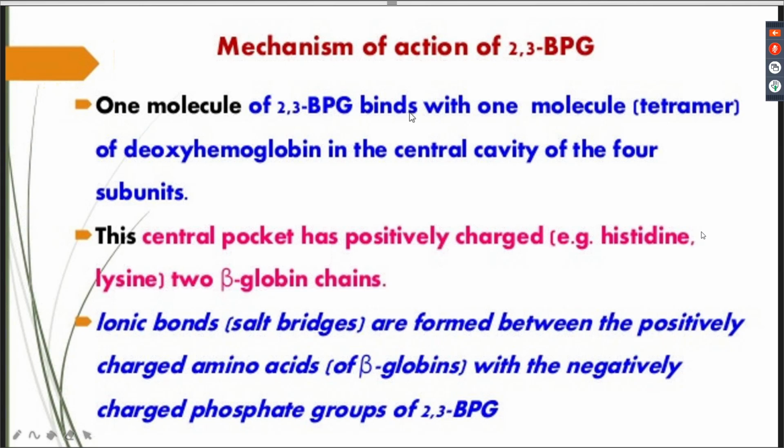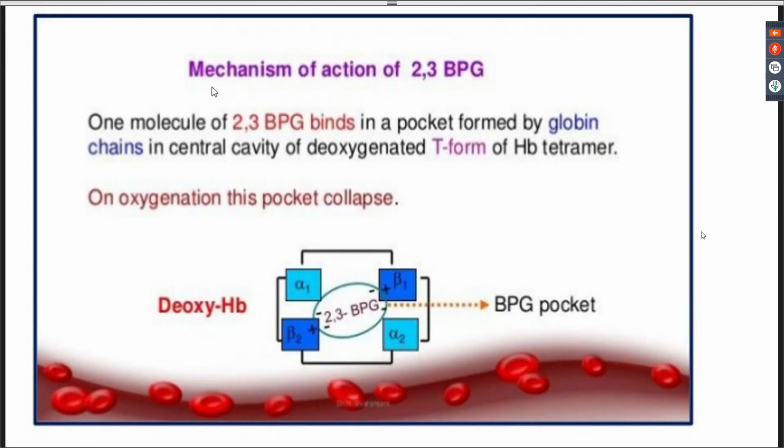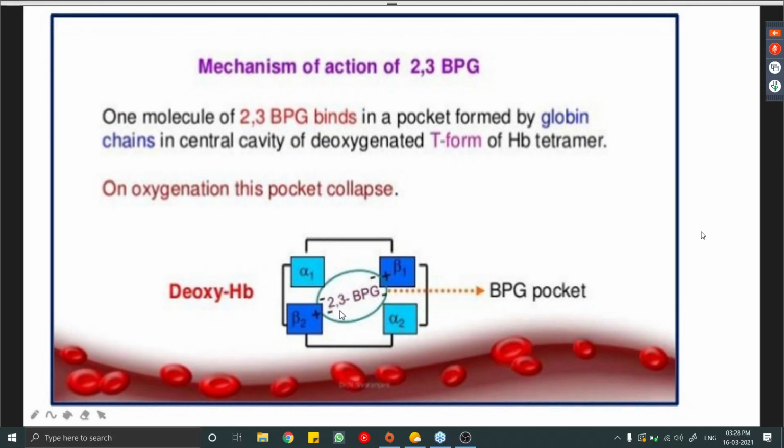So one molecule of 2,3-DPG binds with one molecule of deoxyhemoglobin in the central cavity of the 4 subunits. This is how it binds: between the 2 beta subunits. Because 2,3-DPG is negatively charged, it is bound to the 2 beta subunits, which have positive charge because of the lysine and histidine molecules. 2,3-DPG, being a negative molecule, binds in the pocket formed by the globin chains in the central cavity of the deoxygenated T form of the hemoglobin tetramer.